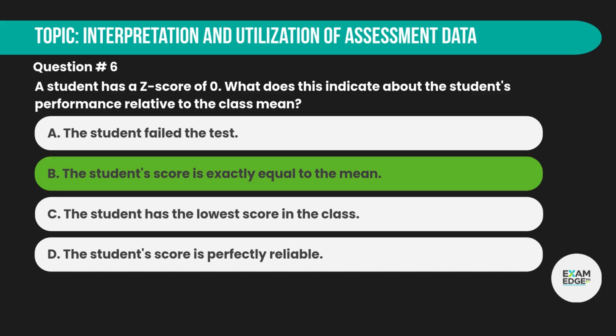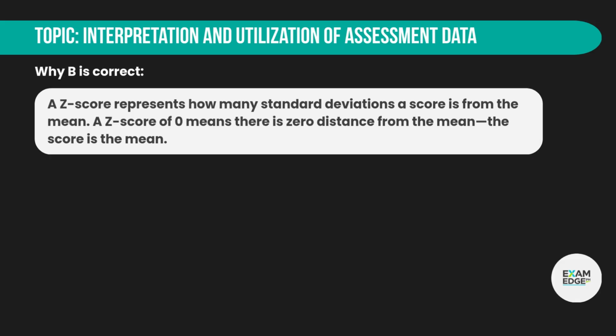Correct answer. B. The student's score is exactly equal to the mean. Why B is correct. A z-score represents how many standard deviations a score is from the mean. A z-score of 0 means there is 0 distance from the mean, the score is the mean.